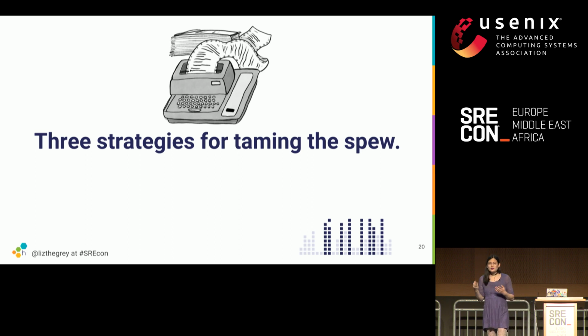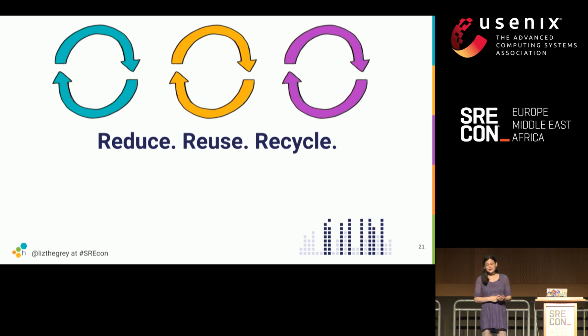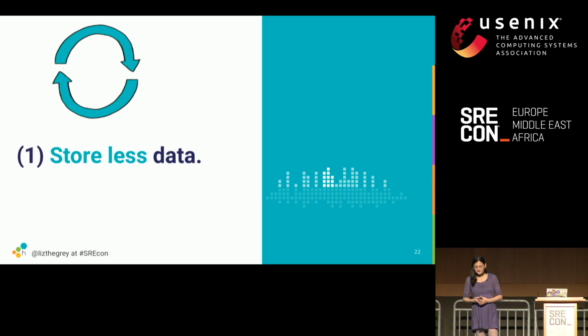So here today, I'm going to tell you 3 strategies for how to deal with this spew of huge amounts of telemetry data. Here are the 3 strategies: reduce, reuse, recycle. I know this is a little cliche, right? This is the thing that they tell you in environmental science, when they tell you as a kid, this is how we save the environment, right? Reduce, reuse, recycle. So let's talk about how this applies in the context of doing SRE.